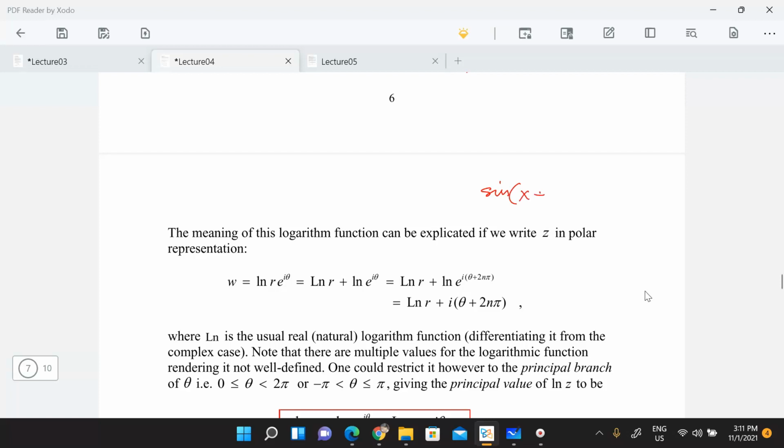If you have sine of x plus iy, for example, so this is z, remember, one can apply the addition formula for this, and then you get sine x cos iy plus cos x sine iy.